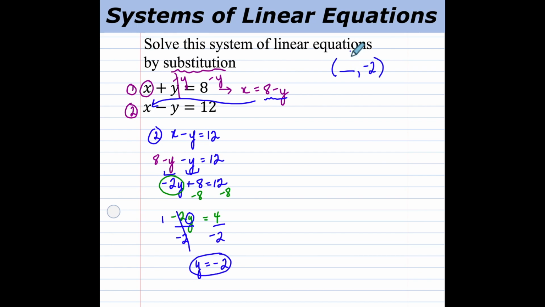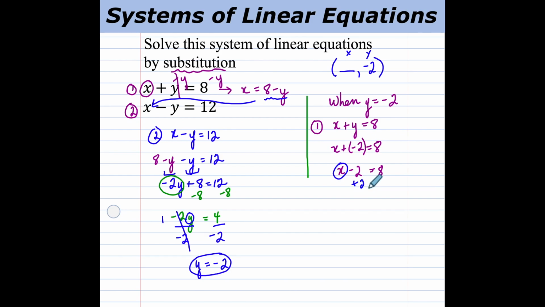We don't know the x value yet, but we found the y value. When y is equal to negative 2, in the first equation, x plus a negative 2 is equal to 8, which is the same thing as x minus 2 is equal to 8. We want x by itself. Create a zero pair by adding 2. What you do to one side, you do to the other. x is equal to 10. The coordinate then is 10 comma negative 2.